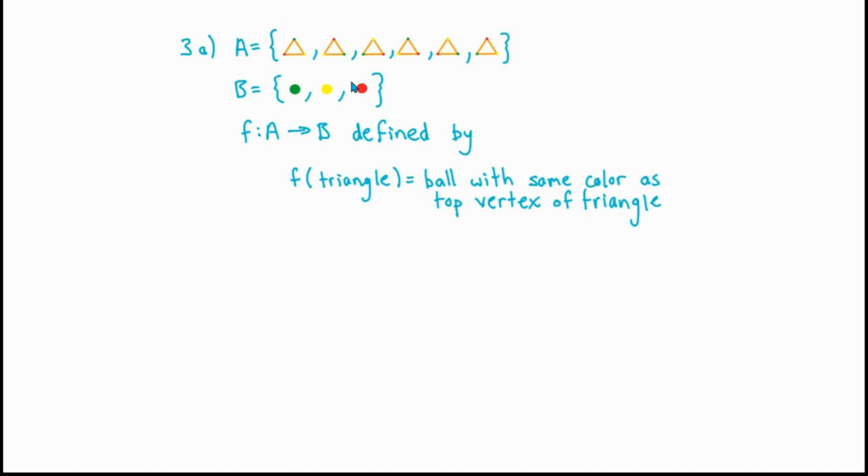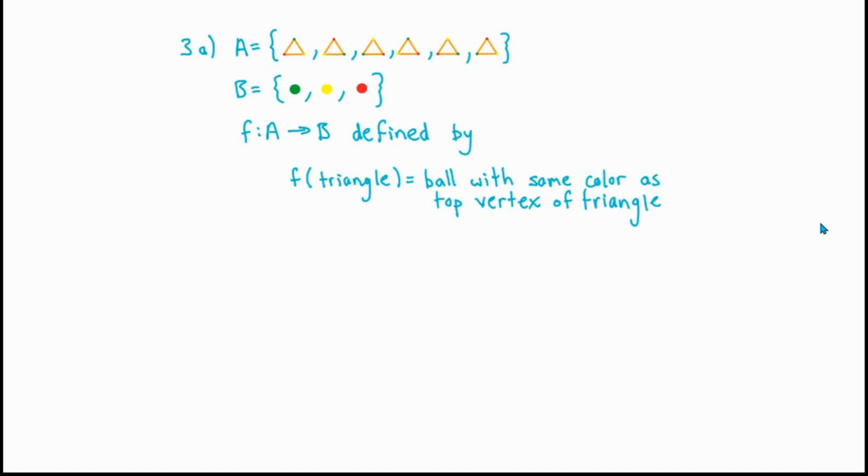In this example, let's let A be the set of 6 colored triangles that you see here. These triangles have appeared in other videos, and they represent the 6 equilateral triangles obtained by rigid motions starting from a given equilateral triangle in the plane. Let's then let B be the set consisting of a green ball, a yellow ball, and a red ball, and let's let f from A to B be defined by the rule that f of whatever triangle you feed into it is equal to the ball in B with the same color as the top vertex of that triangle.